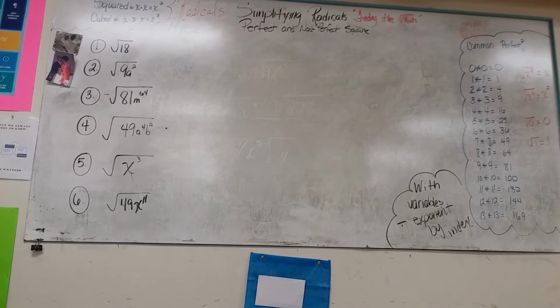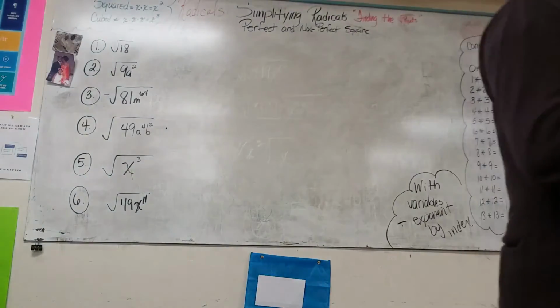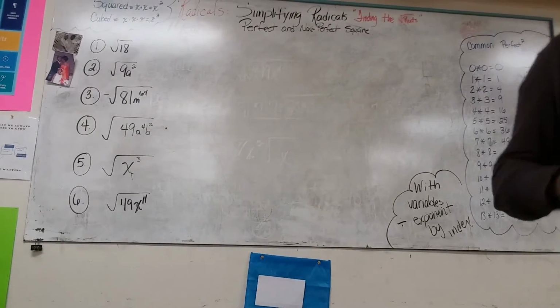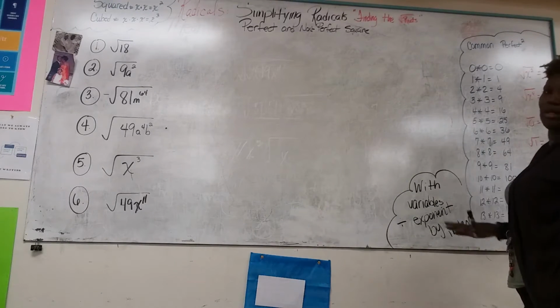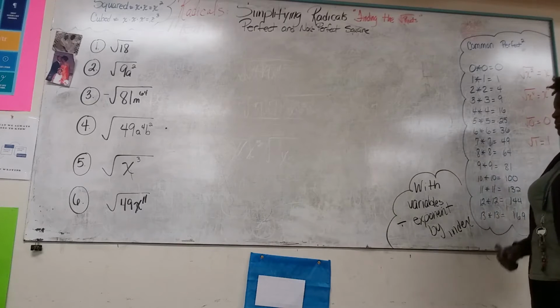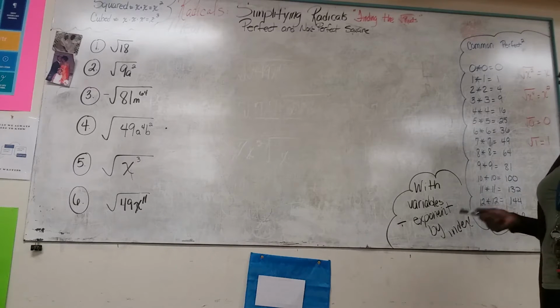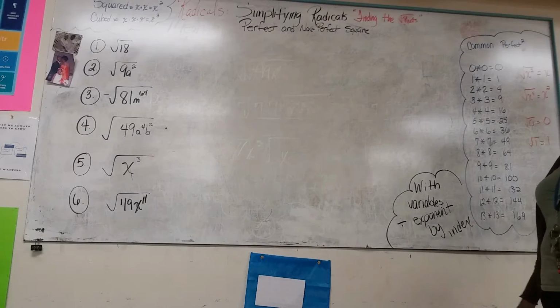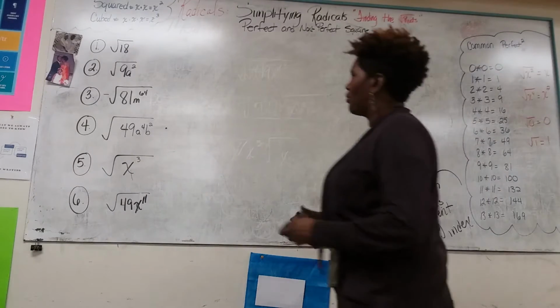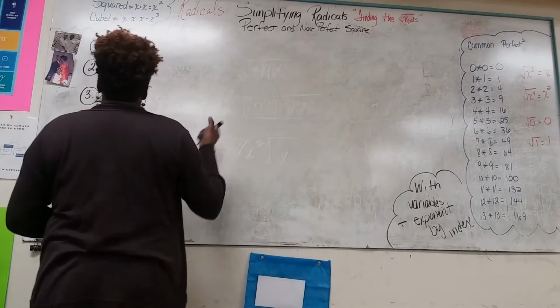Okay, so we're going to simplify these radicals and perfect squares. They're easier than you may believe. So I'm going to show you how to do it. Remember my thought bubbles. Always just kind of keep those thoughts in your mind. This is something you want to remember with variables. With variables, divide the exponent by the index. And I'll show you what I'm talking about in a minute.